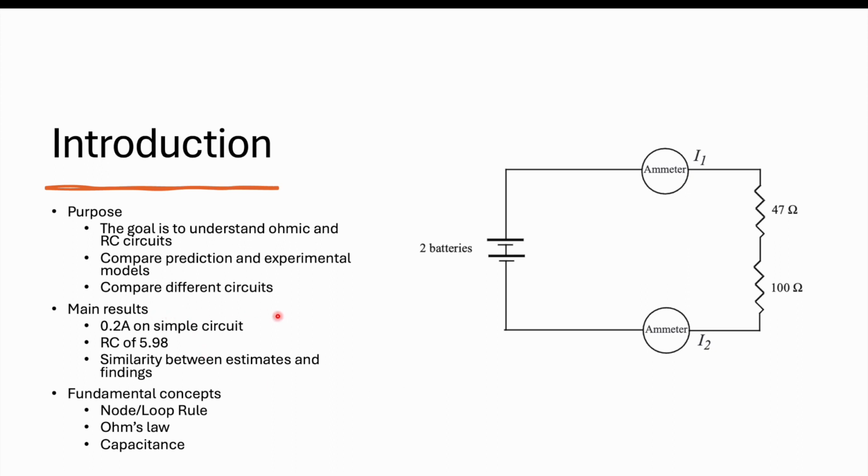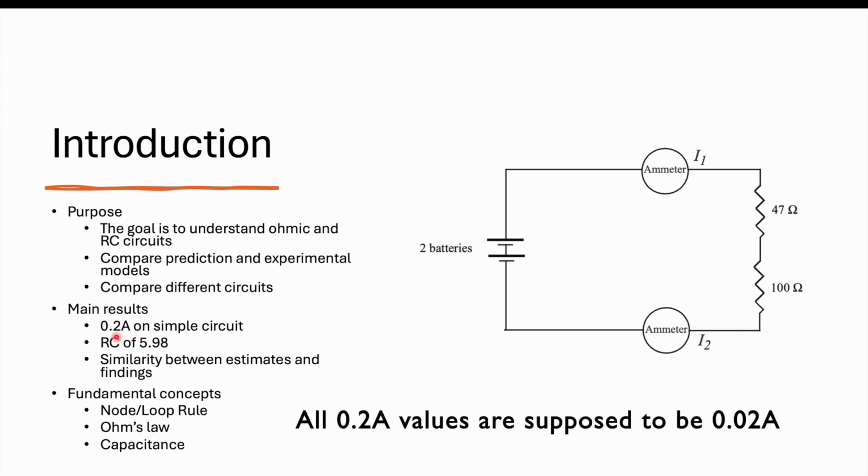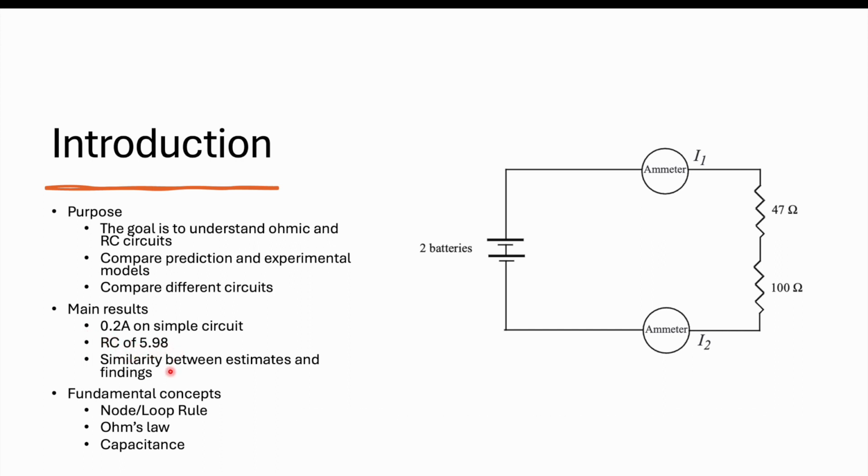So as the main results, we've seen that the current in the simple resistor circuit is 0.2 amps, and in the RC circuits, the RC value is 5.98. We'll see that there is a similarity between estimates and find it very similar with very slight differences. And so for some of the fundamental concepts, we need to know about the node and loop rule, Ohm's law, and capacitance, which we'll come to more later.